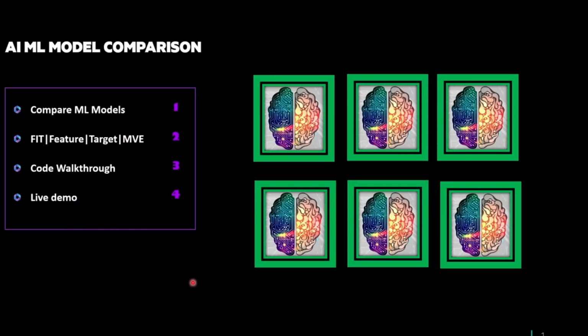Today I'll be talking about comparing different AI ML models. Our goal is to see how we can compare multiple models and see which model is better for our requirement. We'll refresh on the model initialization where we do fit, find the feature, find the target, and then get the mean absolute error. We'll see a quick code walkthrough and then the live demo.